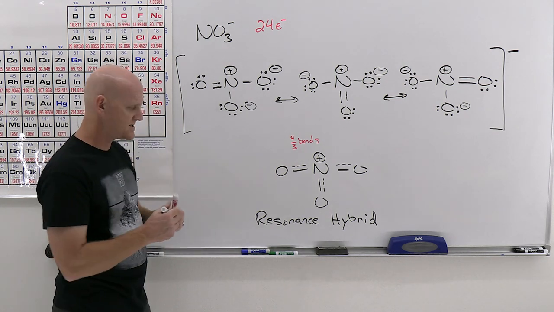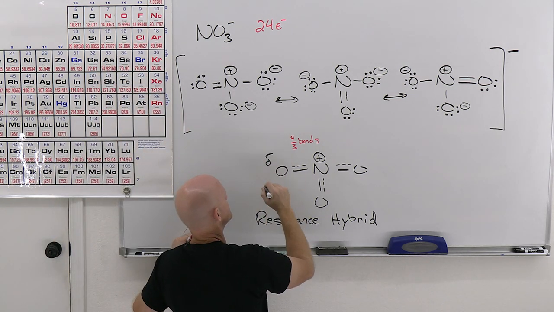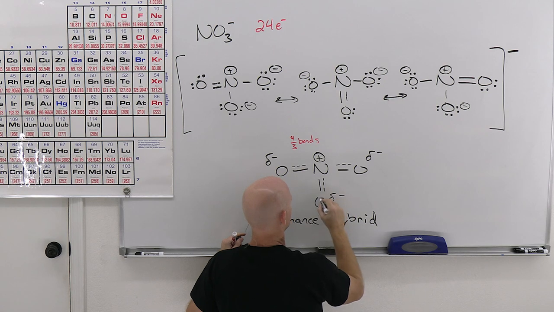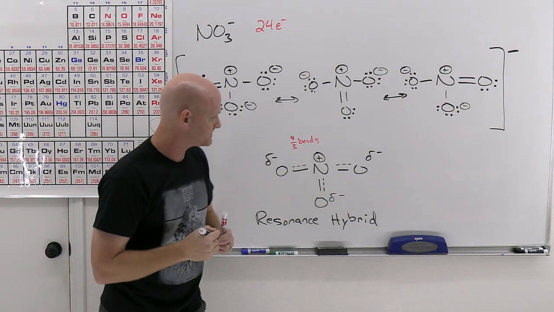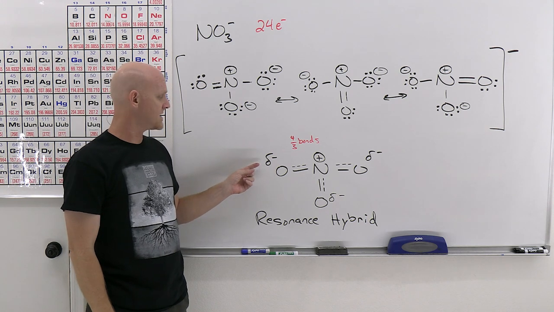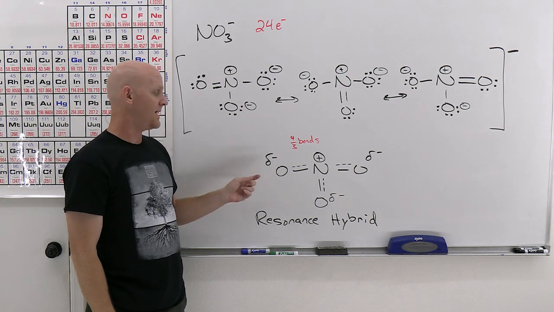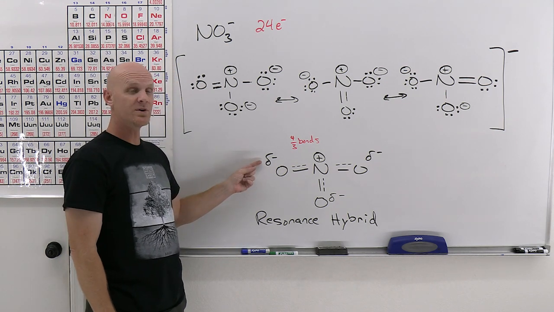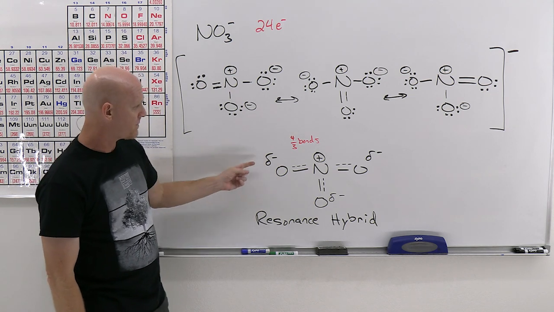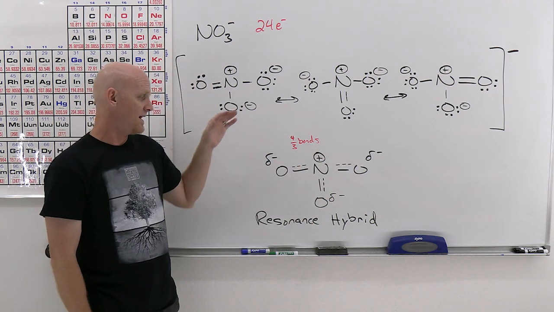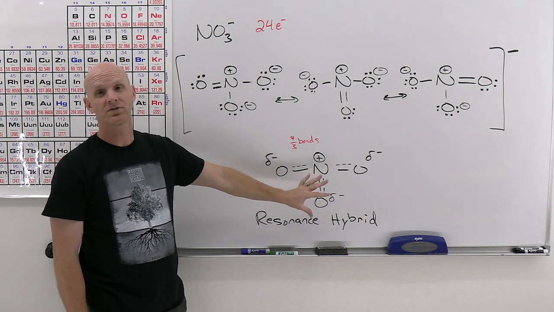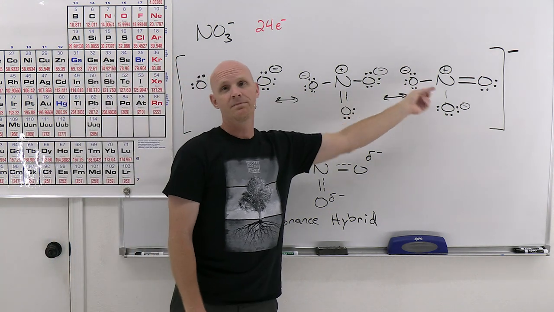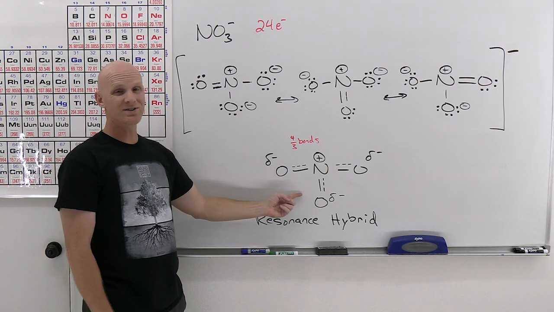Well, we don't usually draw the fractions in, so what we usually do is use this symbol to mean partial, and it's got a partial negative charge. They all essentially have this partial negative charge, which we just figured out was a -2/3 of a charge. We've seen this once before, but this is the lowercase Greek letter delta, and we use it for partial derivatives, like dy, dx, but instead of the d, we use the delta. It just means partial. And so partially negative on all 3 oxygens, and that is our resonance hybrid. This is what the molecule looks like all the time. Again, if you're asked to draw a proper Lewis structure, you draw all 3 of these. If you're asked what the resonance hybrid looks like, well, it looks like this.